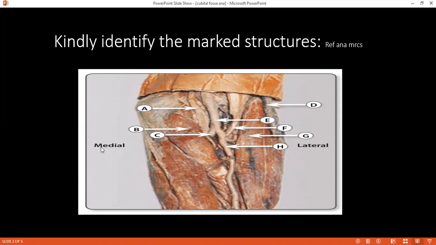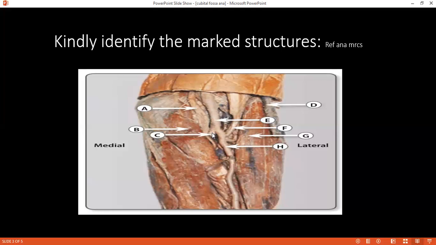Okay, can you tell me the contents of the cubital fossa, medial to lateral? So this is medial and this is lateral. From medial to lateral: ulnar nerve, radial, brachial artery. This is brachial artery. So what is A? This is median nerve, yes. And then what is this? This is the tendon of the biceps muscle. Yes, biceps tendon.